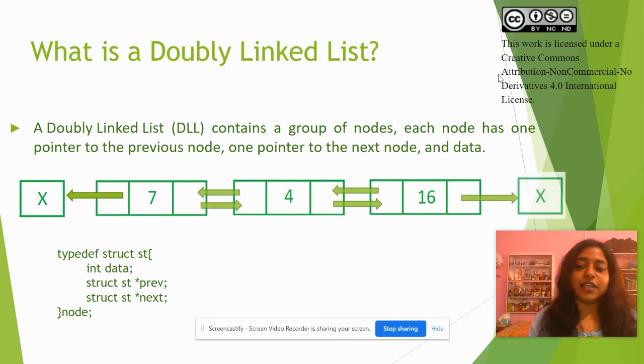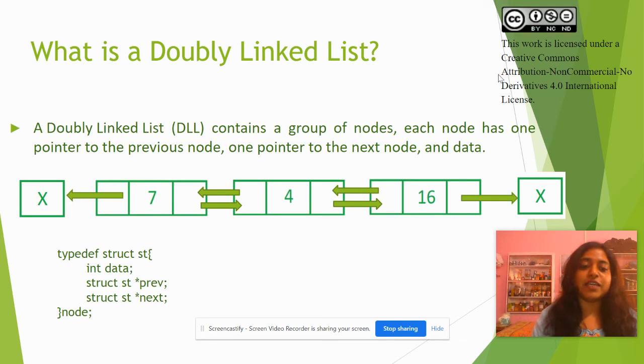In case of single linked list, what have we seen? A single linked list is a group of nodes where each node contains data and a pointer to the next node. Here one thing will be added: each node not only contains a pointer to the next node but also a pointer to the previous node. So we can define a doubly linked list as a list that contains a group of nodes where each node has one pointer to the previous node, one pointer to the next node, and data.